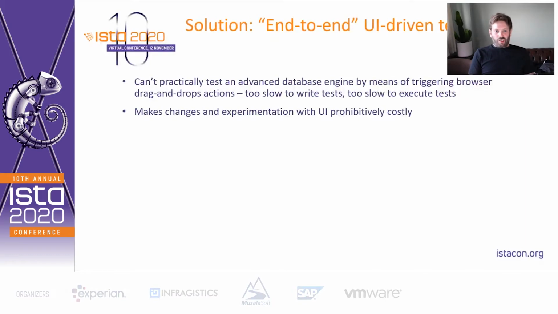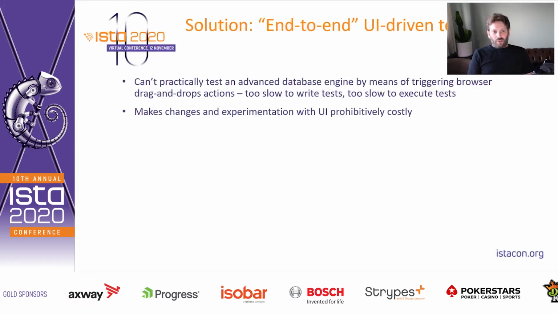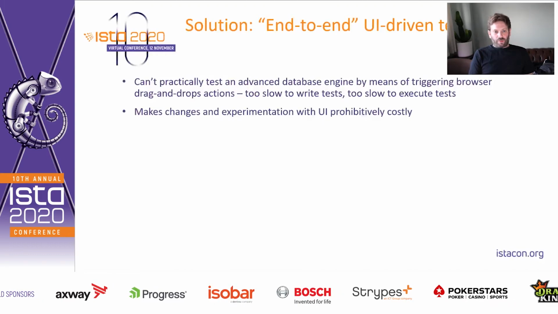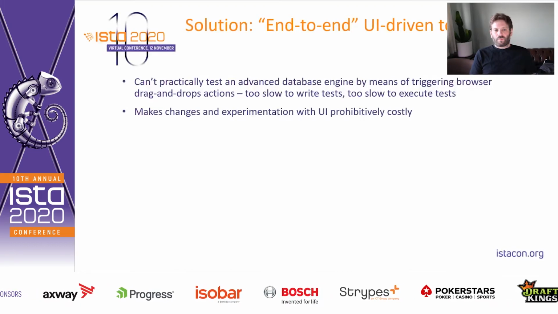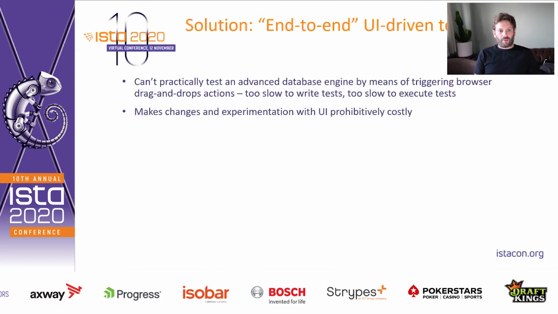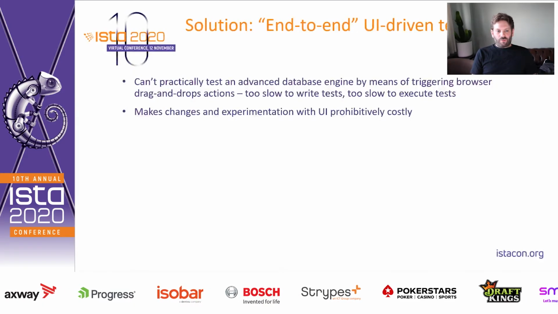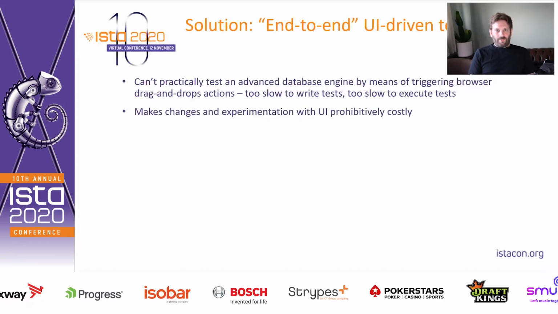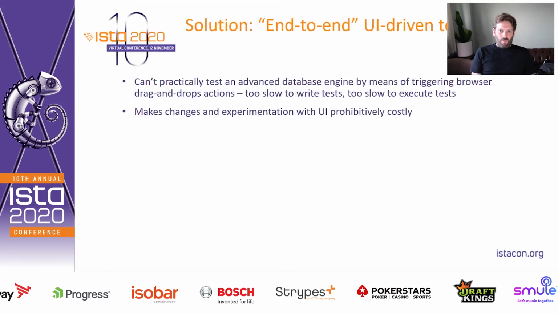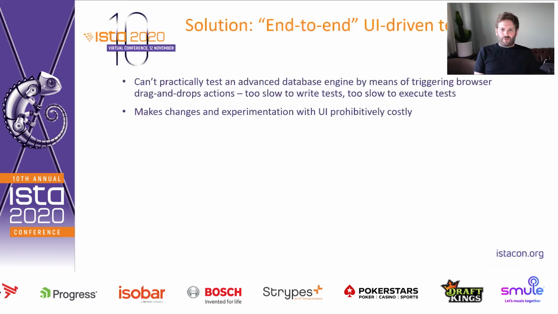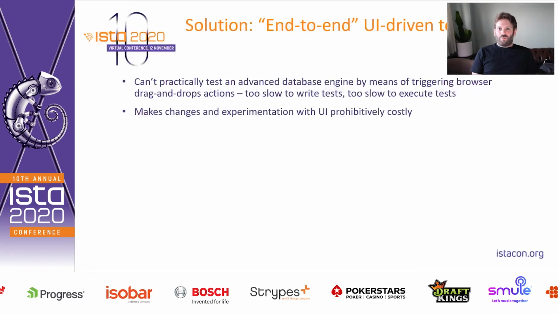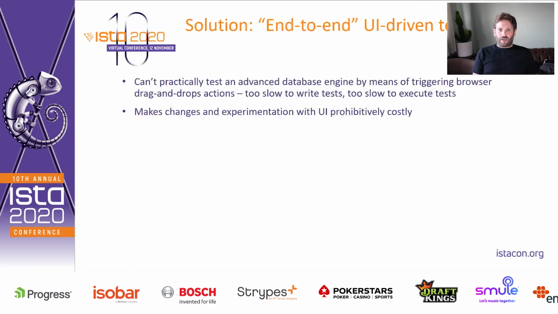The other suggestion was treat the whole thing as a black box and write sort of end-to-end tests, using browser automation. And I think that would have worked for some products, but not for us. There's kind of two reasons. One is we've got to test this advanced database engine with all the millions of possible different queries users could throw at it. And it's not practical to do that by simulating mouse clicks and mouse drags and that kind of thing.